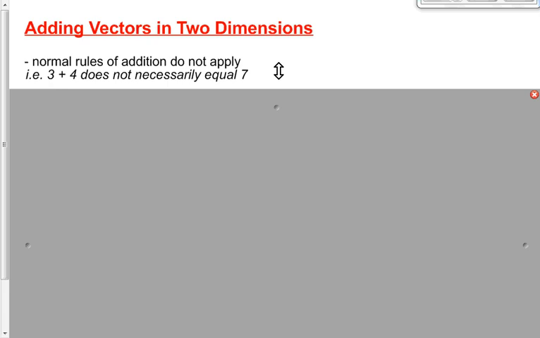Today we're going to learn how to add vectors together when we're adding them in 2 dimensions. A horizontal dimension, an east-west direction, and a vertical dimension, a north-south dimension. So the normal rules of addition do not apply, or not necessarily at least. 3 plus 4 might equal 7, depending upon the directions. But because we do have to pay attention to direction, it's not always going to be equal to 7.